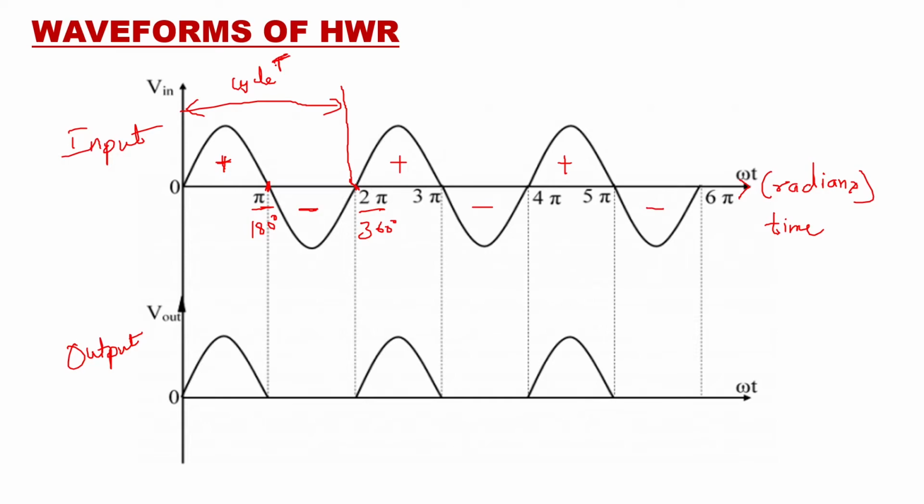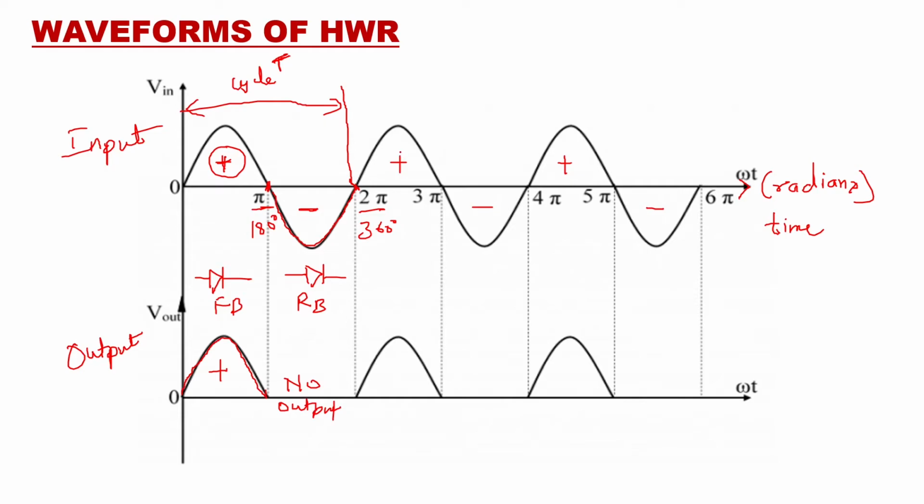As far as the waveforms of half-wave rectifier are concerned, whenever the input is positive half cycle, the output is there. The diode is going to conduct. It will be forward biased. Whenever the input is negative half cycle, the anode of the diode will be more negative than the cathode. So the diode will be reverse biased, and therefore there will be no current flowing and no output you will get here. So no output here when the input is negative half cycle.